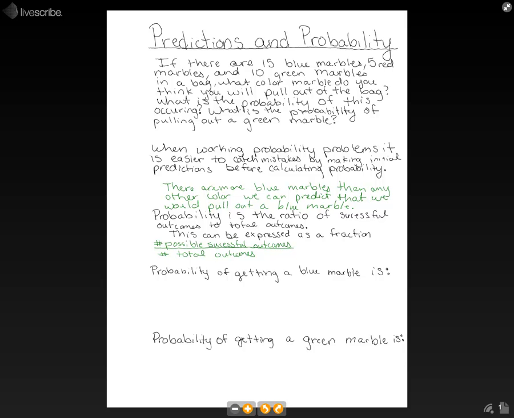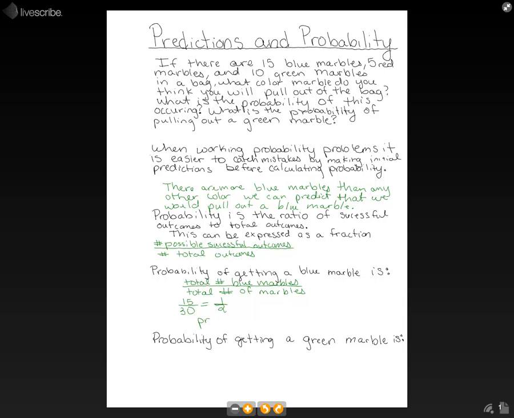And in our case, we're looking at the probability of getting the blue marble. So we have the total number of blue marbles over the total number of marbles. So if we substitute in our numbers, we have 15 blue marbles and we have 30 marbles total. We can reduce that fraction to get 1/2.